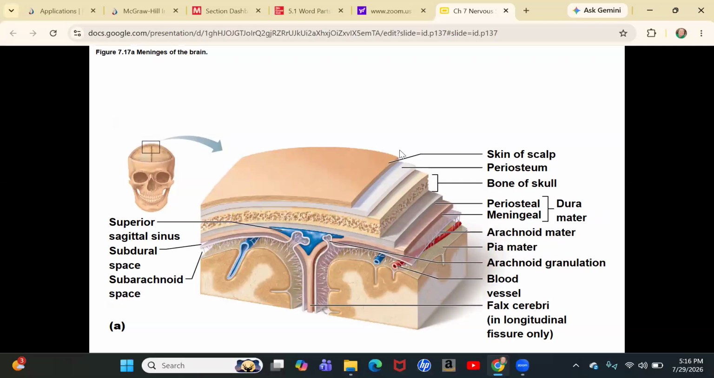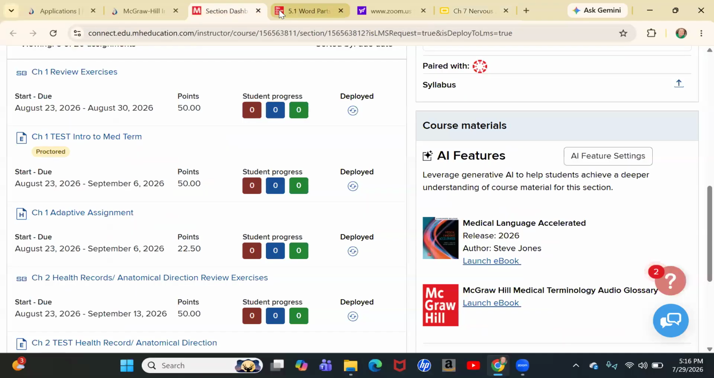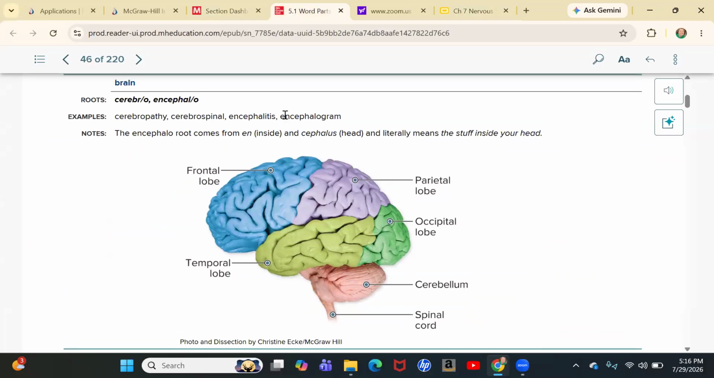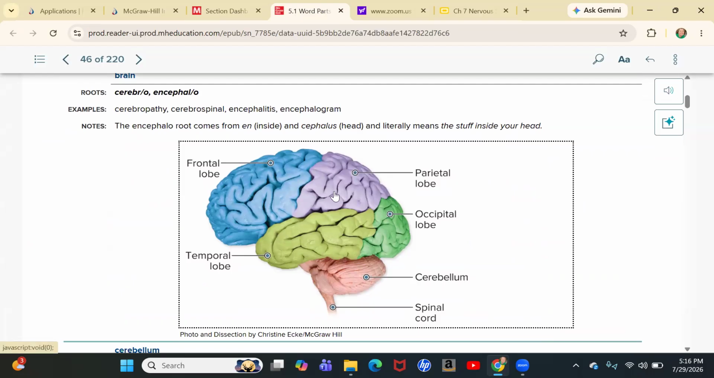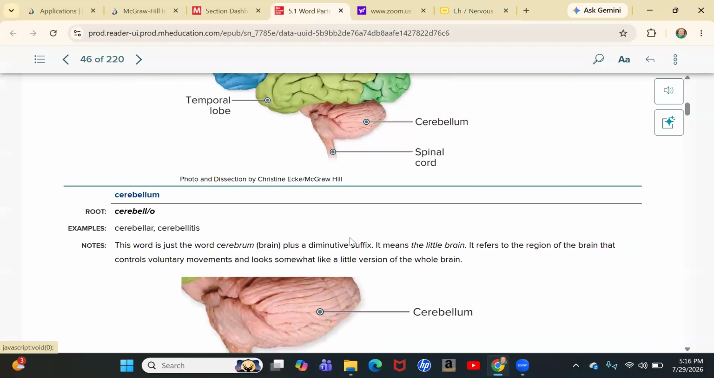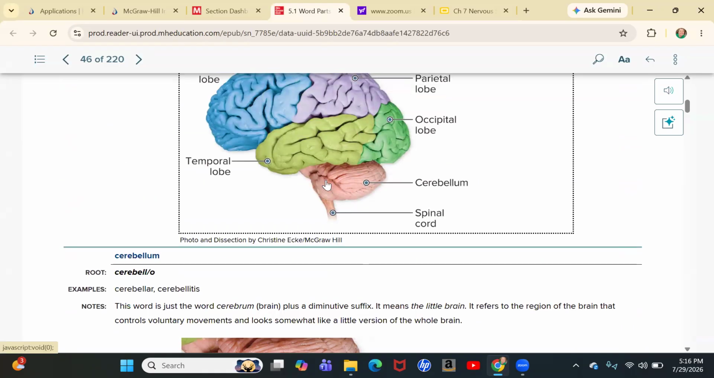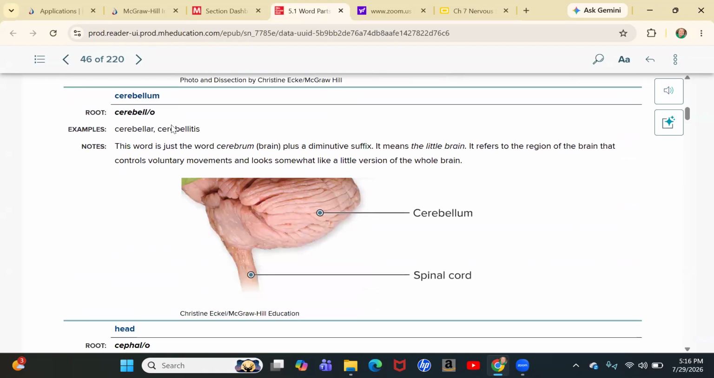I wanted to show you a little bit of anatomy first before we dive into the terms. So here's a colored picture, the same one that's on page 101 in your textbook: frontal lobe, parietal lobe, occipital lobe, temporal lobe, and the cerebellum, bellum meaning below. The cerebellum is the posterior part of the brain that is below the cerebrum. All of these lobes up top that you see in color are the cerebrum, and this is the cerebellum. So the combining form for that is cerebello.